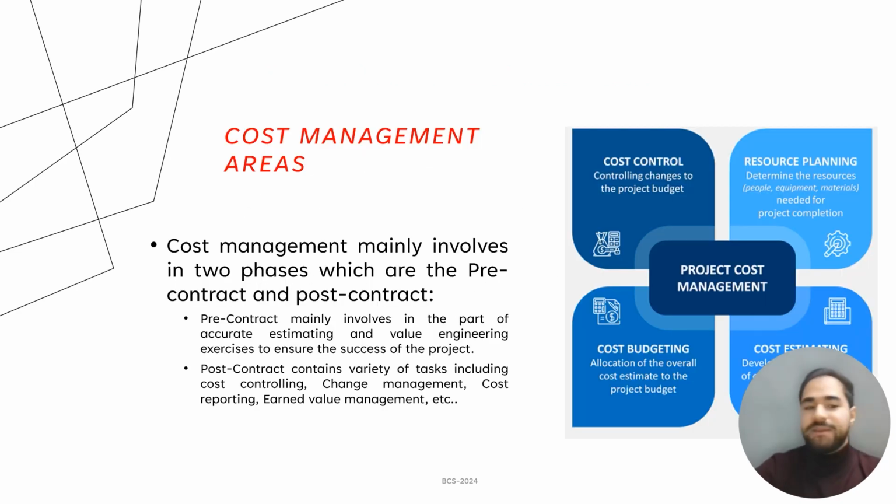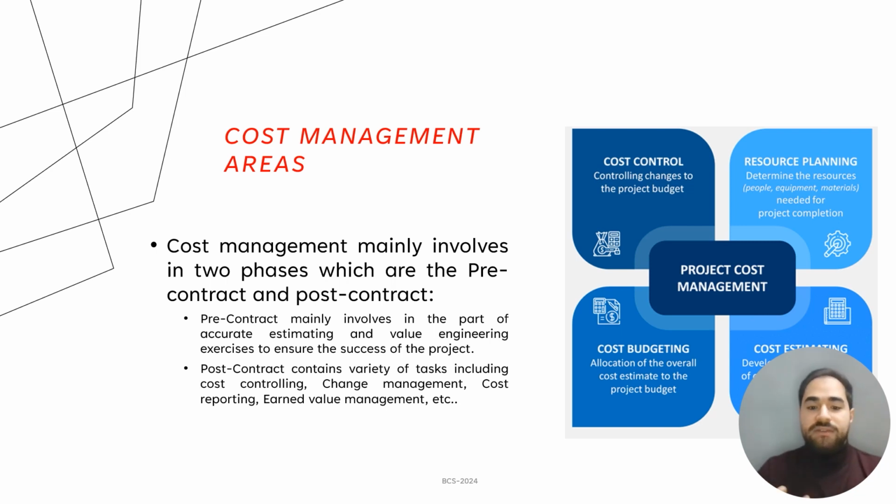So what are the cost management areas? In cost management, generally, we have two phases: the pre-contract and the post-contract. The pre-contract is mainly involved in accurate estimating and value engineering, which starts from the concept design. We produce our cost plan and it develops until we reach the issue for construction or the tender documents. After issuing the tender documents, we go to construction, the post-contract part. The post-contract part contains a variety of tasks including cost controlling, change management, variation orders, cost reporting, and so on.